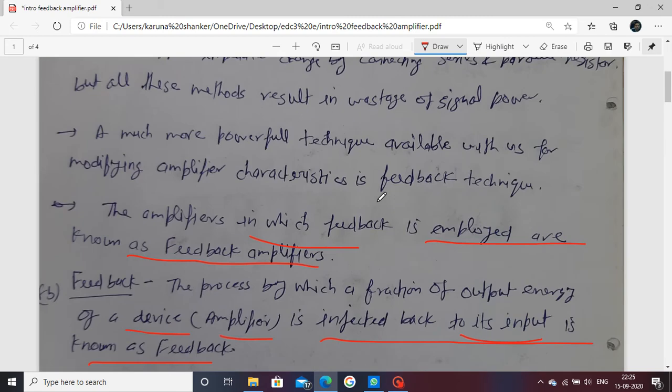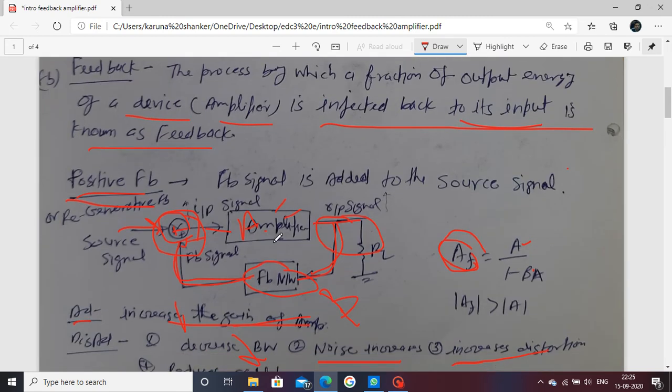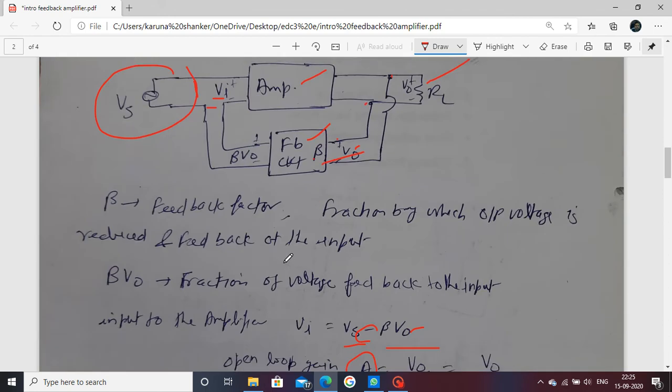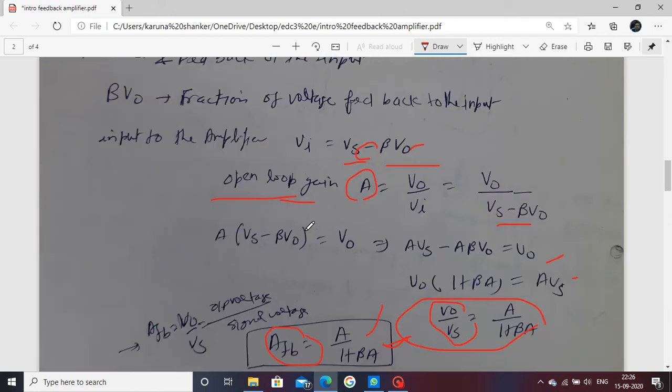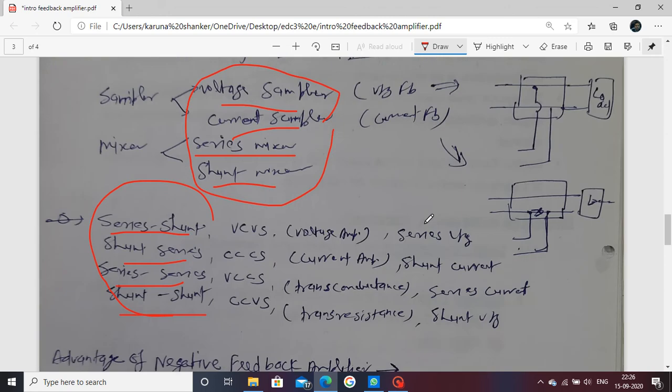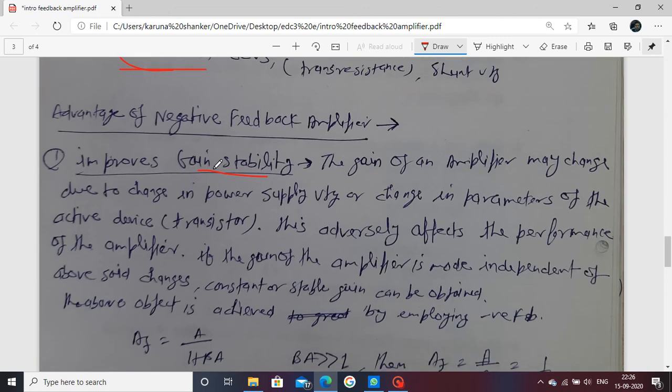Overall conclusion of the feedback amplifier: what a feedback amplifier is, the types of feedback, positive and negative feedback, the simple derivation of negative feedback, which is important, and the advantages of negative feedback.